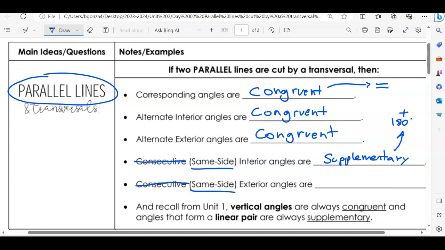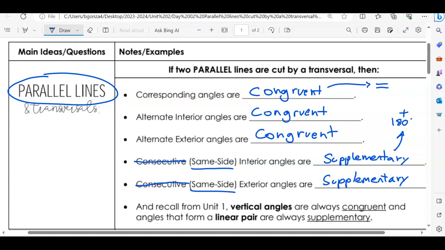Now, check it out. Same side exterior is also going to be supplementary. Those are the five we learned yesterday. And if they're parallel lines, then you know these five relationships. Corresponding are congruent, both alternates are congruent, and then both same sides are supplementary.